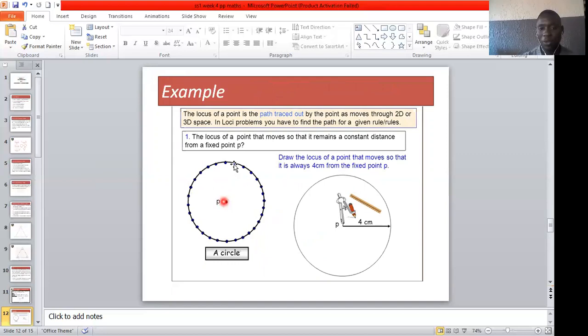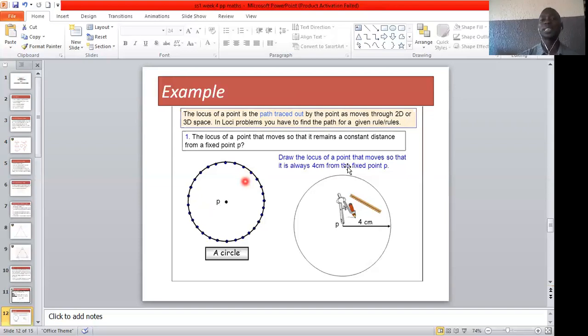Every point, all these dots here you see, are the locus of the new point, but at a given distance. The measurement from P down to this point here must be the same as the measurement from P down to this point here. So it is at a given distance from a fixed point. The locus of this point is from a fixed point at a given distance.